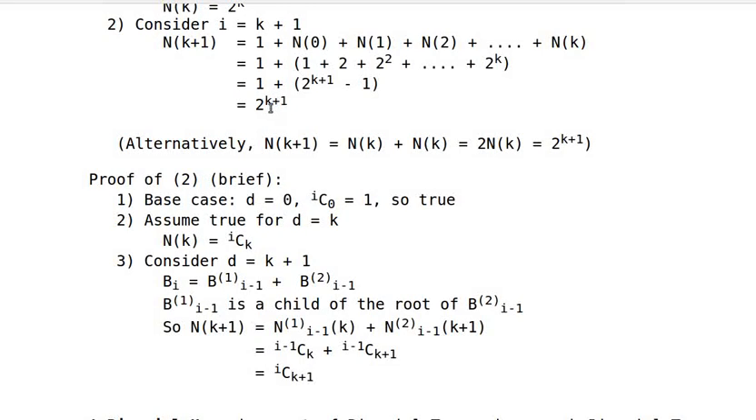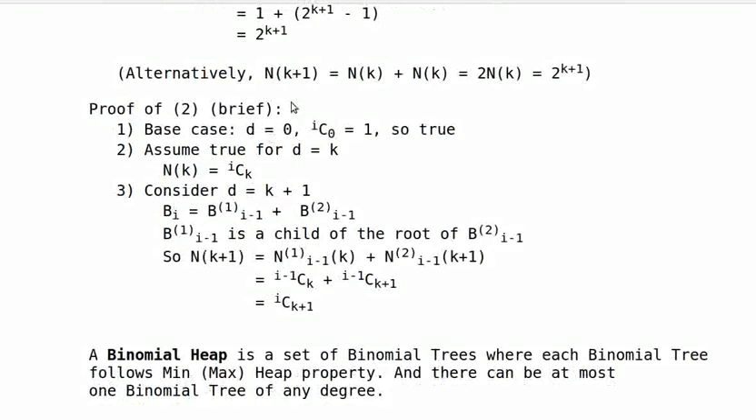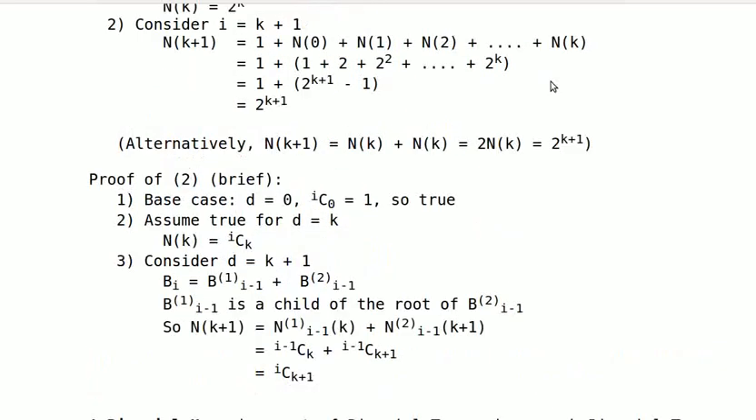Alternatively, you can prove it like this. n(k+1) is equal to nk plus nk, because B(k+1) is equal to the merging of two Bk's. So again, this is equal to 2 times nk, which equals 2^(k+1).